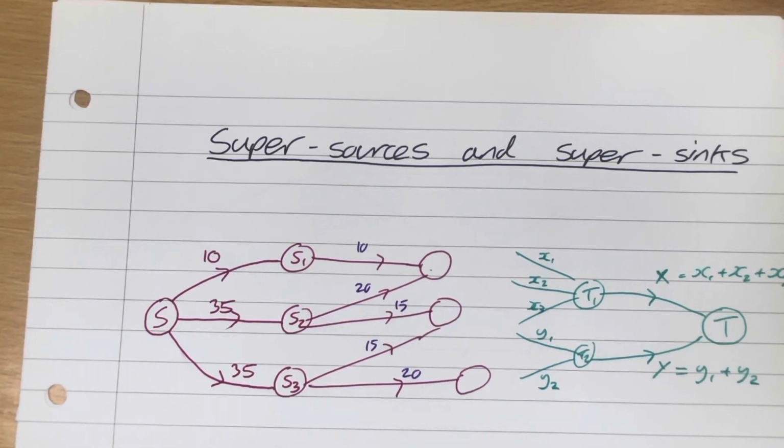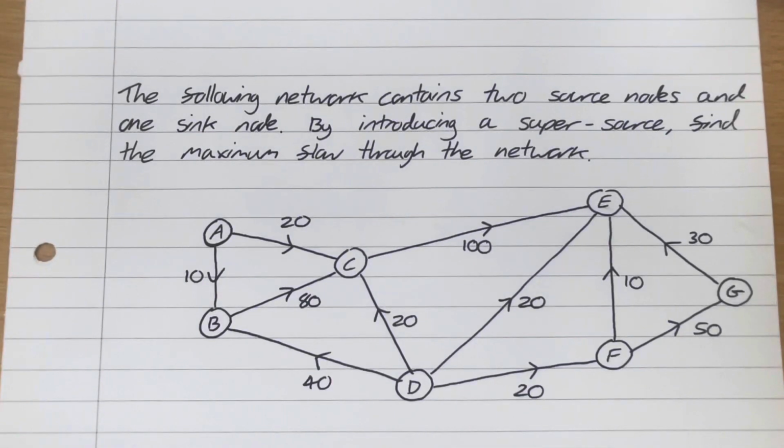Okay, so let's have a look at a question. The following network contains two source nodes and one sink node. By introducing a super source, find the maximum flow through the network. So in this situation, we are not told which are the source nodes and which is the sink node. We do know there are two source nodes and there's one sink node, but we don't know which ones.